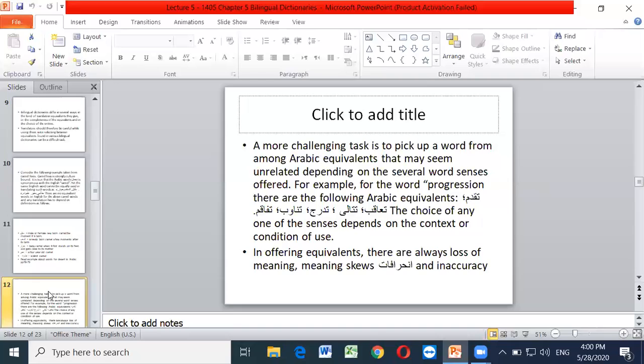In offering equivalence, there are always, this is a cautionary note, it's a warning, تحذير يعني. In offering equivalence, there is always loss of meaning. You may lose the meaning of the main text. Meaning skews, there may be انحرافات في المعنى and inaccuracy وعدم دقة.